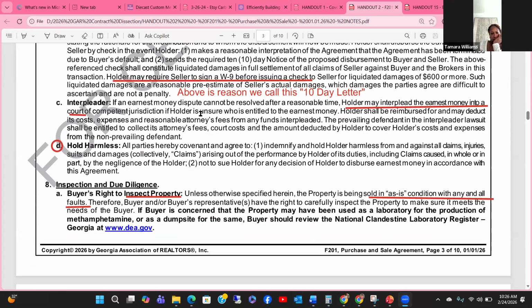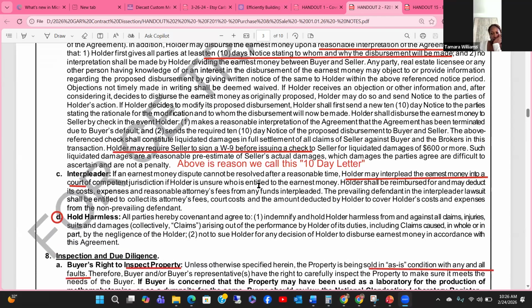And then this talks about the interpleader action. If I have to send it to court, I get to take my court costs and fees out of the earnest money, and the loser has to pay the winner's attorney's fees. One more thing about here, if it is complicated and you get a notice from the holder saying, I'm sending it to court as an interpleader action, I can't decide.